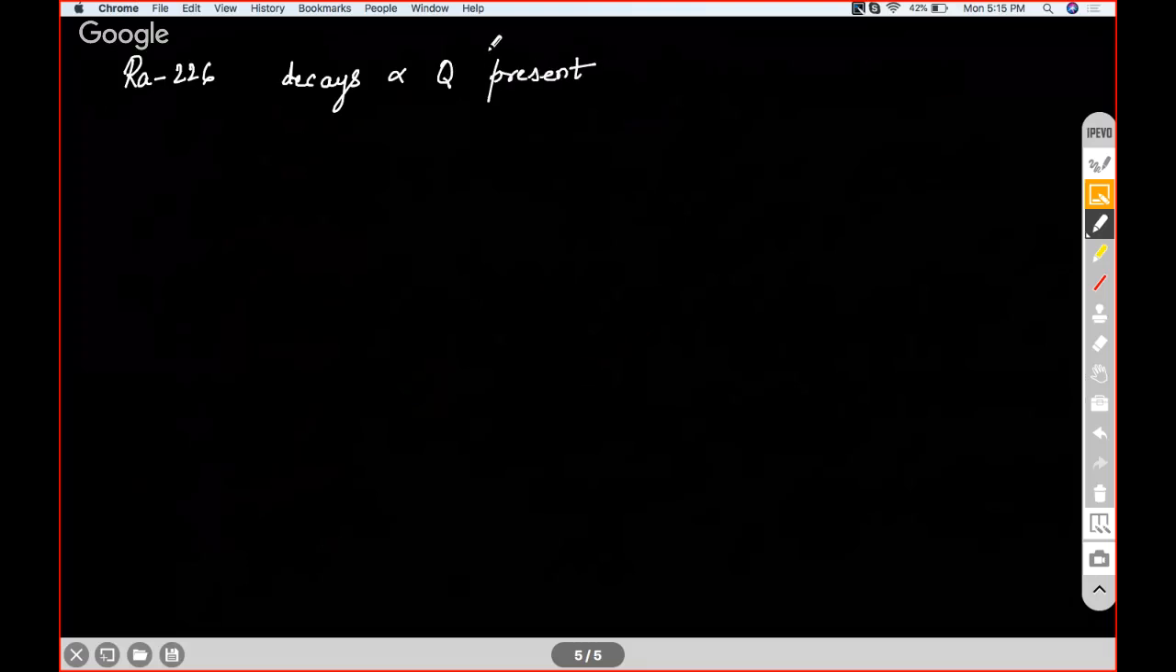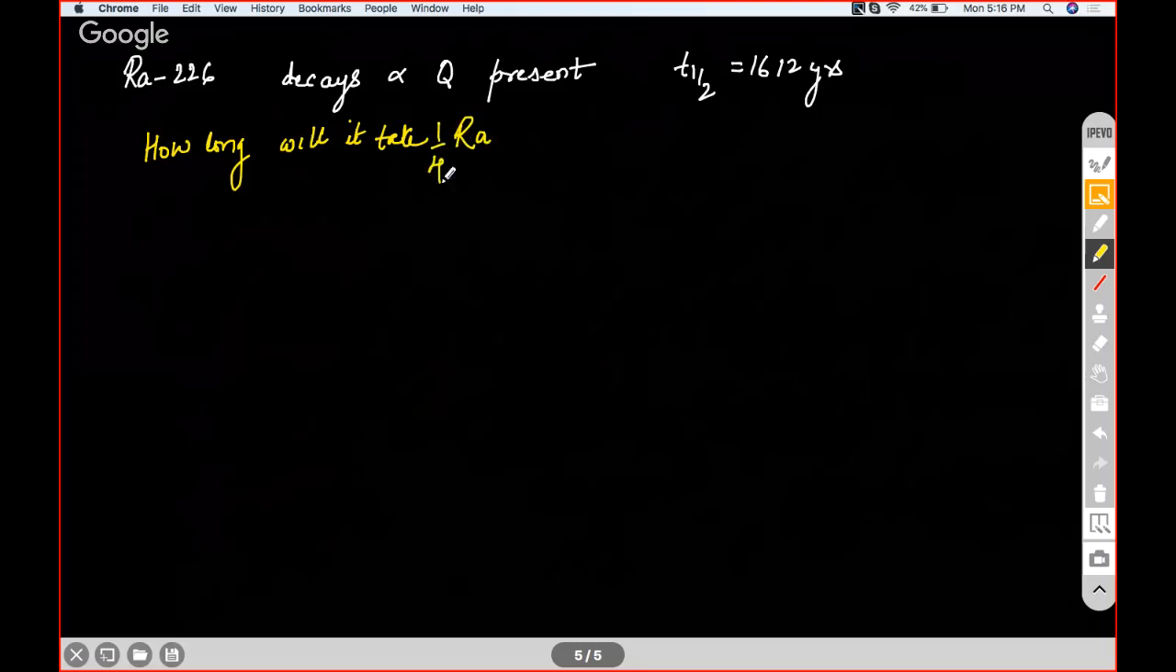Its half-life is 1612 years. How long will it take for 1/4 of a given quantity of radium 226 to decay? How long will it take for 1/4 of radium 226 to decay? One quarter.